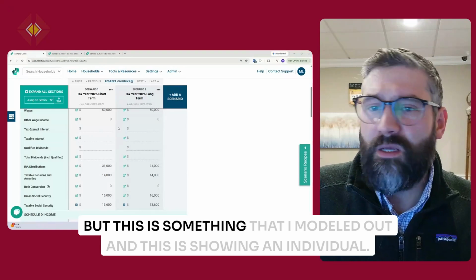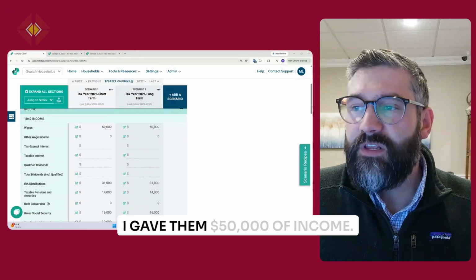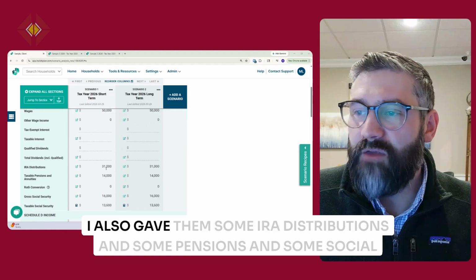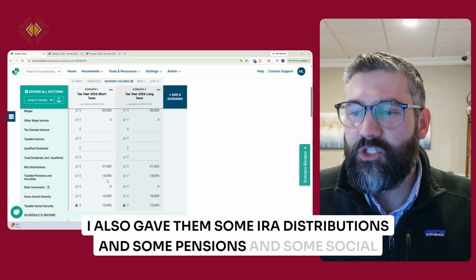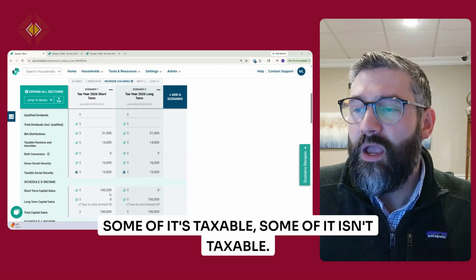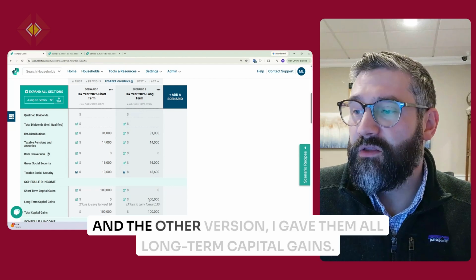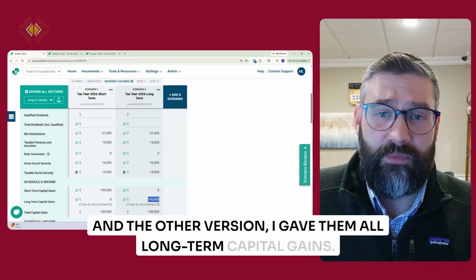But this is something that I modeled out, and this is showing an individual. I gave them $50,000 of income. I also gave them some IRA distributions and some pensions and some Social Security. Some of it's taxable, some of it isn't taxable. And then I also gave them, in one version, short-term capital gains. And the other version, I gave them all long-term capital gains.